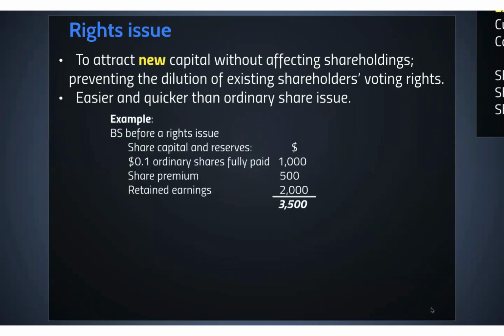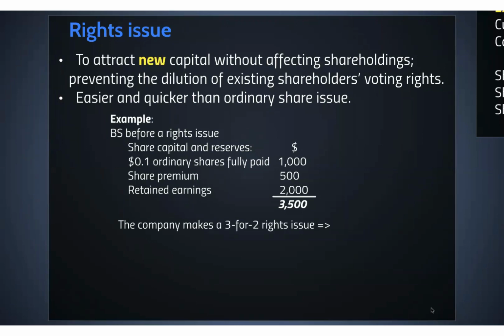So if we consider an example, we can see almost the same company with the share capital and reserves of 3 lines. Ordinary shares or share capital fully paid of $1,000, share premium of $500, and retained earnings of $2,000. This is the balance sheet equity section before a rights issue. Then the company makes a 3-for-2 rights issue.